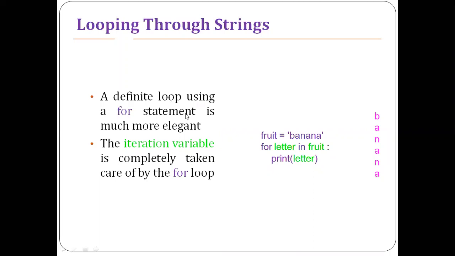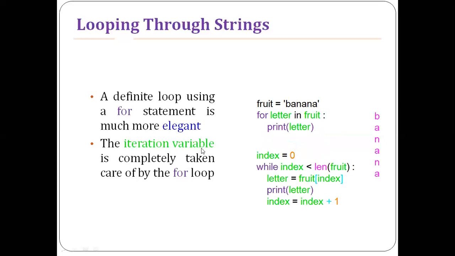A definite loop using a for statement is much more elegant. The iteration variable is completely taken care of by the for loop. In other words, it is well aware of the boundary of the string as well. That is exactly the difference between the for loop and the while loop, which I have explained.